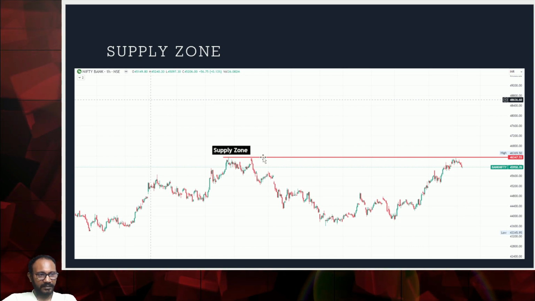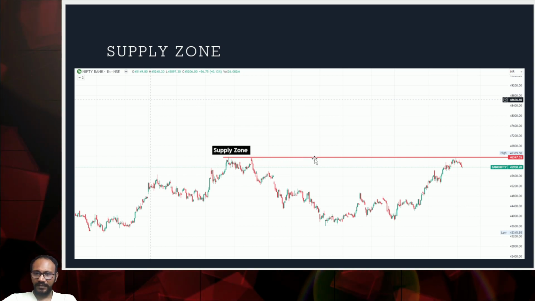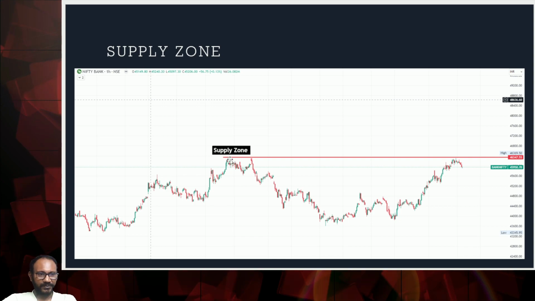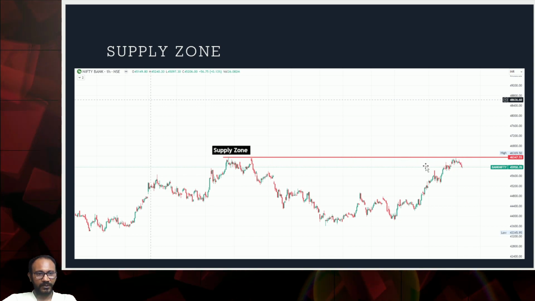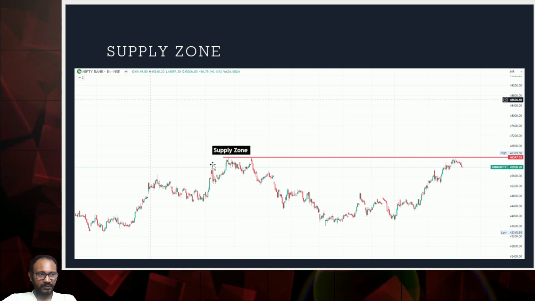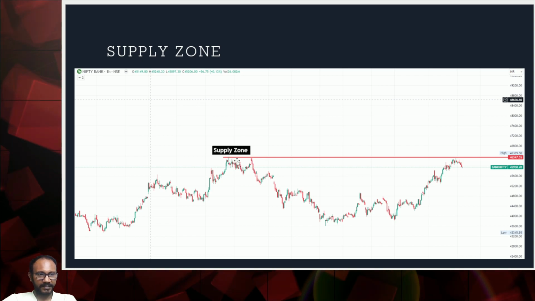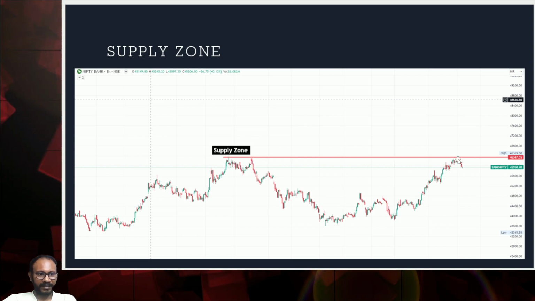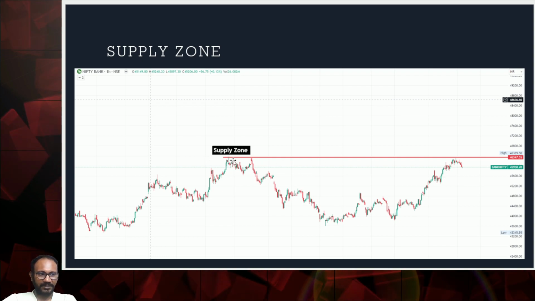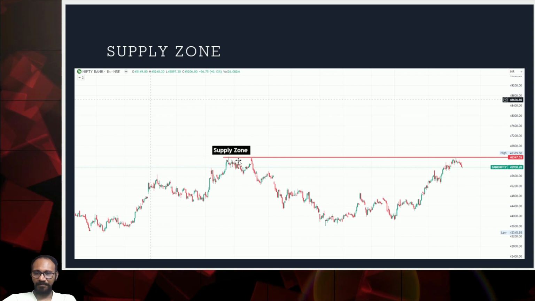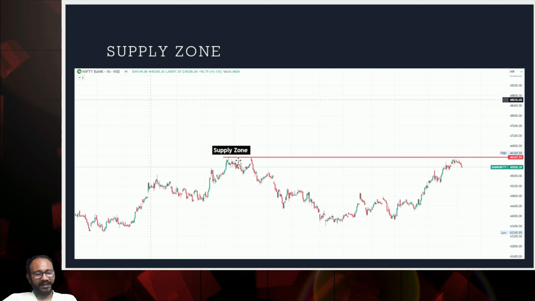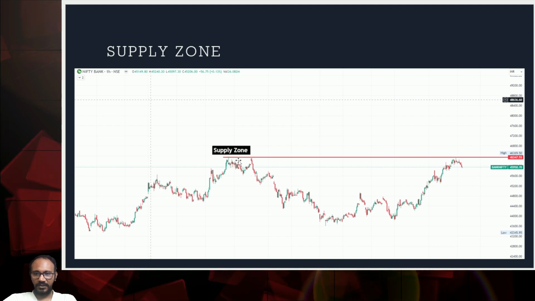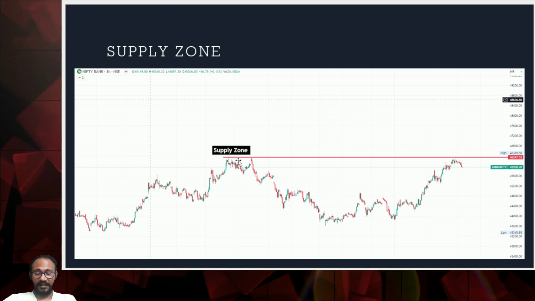So this is in a 1 hour time frame, and here is where the market has been rejected. This is also the lifetime high. So twice it got rejected here, and the third time when it attempted to break, again it got rejected, establishing itself as a strong supply zone. I will be making another video dedicated to how to draw supply and demand zones.